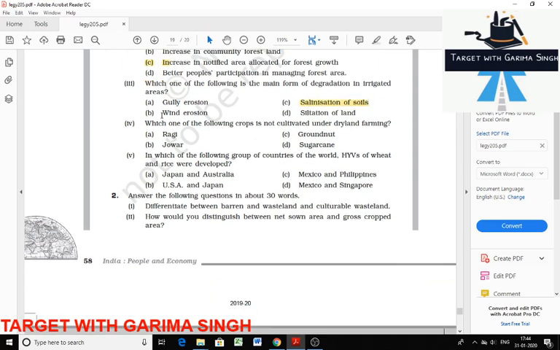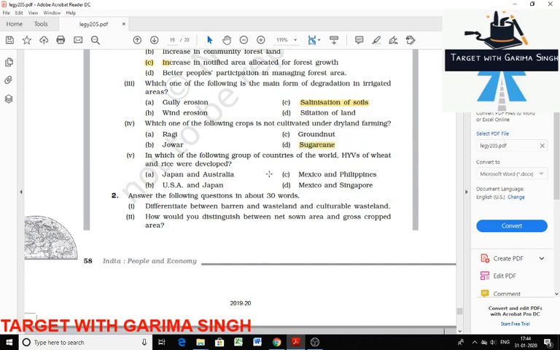Then fourth, which one of the following crops is not cultivated under dryland farming? Dryland basically means those crops which need less water. So sugarcane needs more water. Sugarcane is not of dryland. So sugarcane for sure.